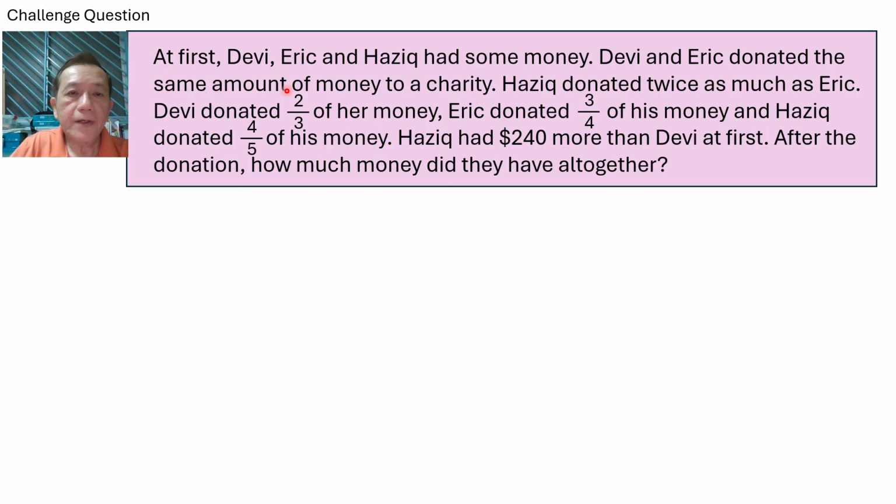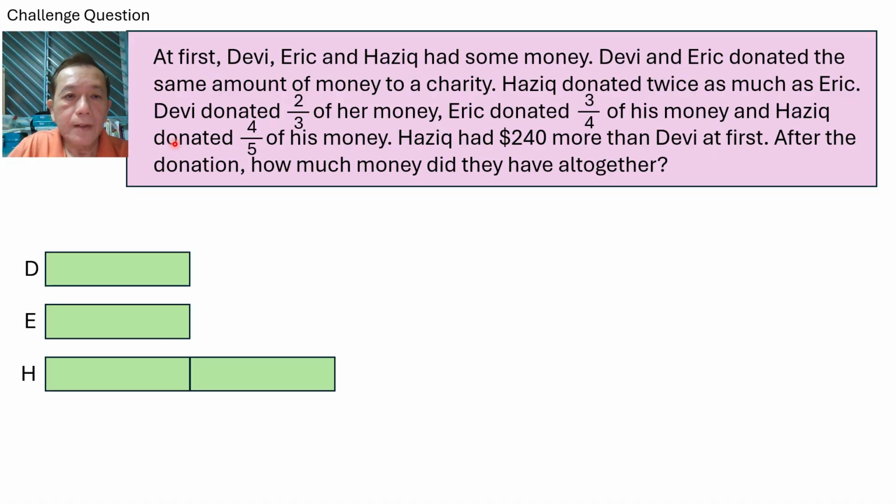At first, Devi, Eric, and Haziq had some money. Devi and Eric donated the same amount of money to a charity. Haziq donated twice as much as Eric. We draw the model to represent this. Devi donated 2/3 of her money. This is 2/3 of Devi's money. So we subdivide to show 2/3. 1/3, 2/3, 3/3. This will be Devi's money at first.